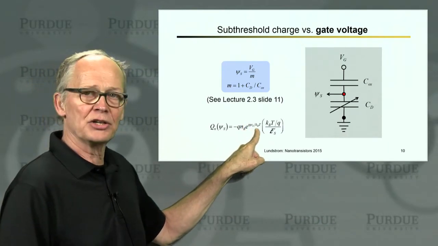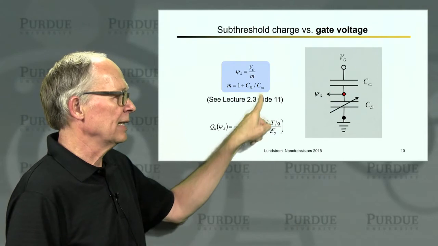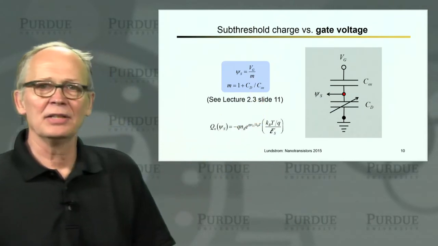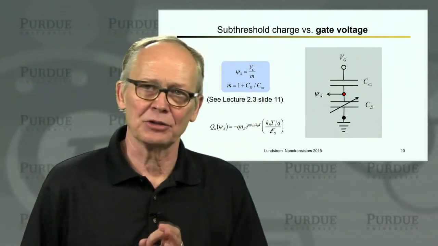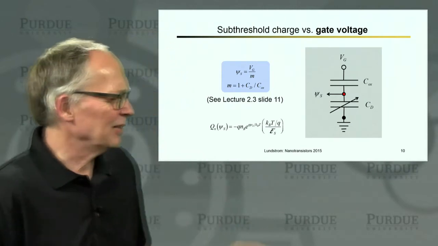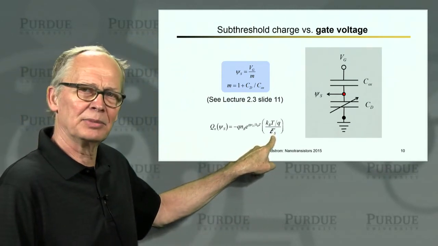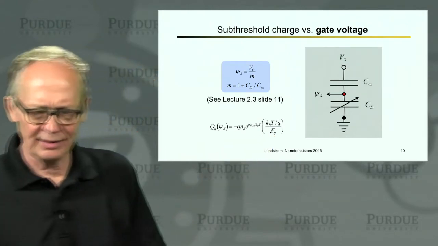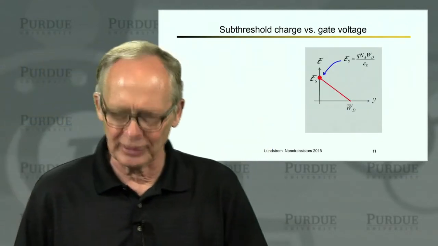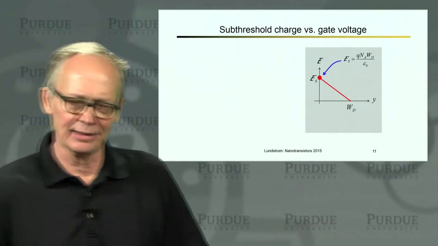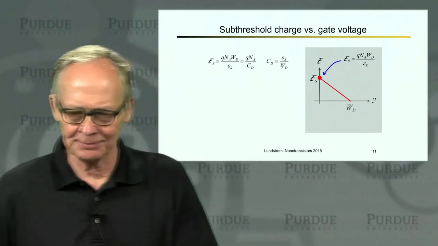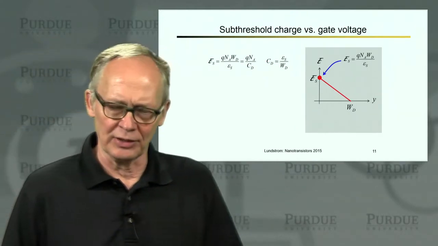So if we do that, we can take our expression for the mobile charge in subthreshold, and we can use these relations, and we can write that in terms of gate voltage. But we have to do a little bit of work here with the electric field, because it's a little bit harder to do that. Let's go through that argument carefully, just so you can see how it's done and how people get the standard expressions.